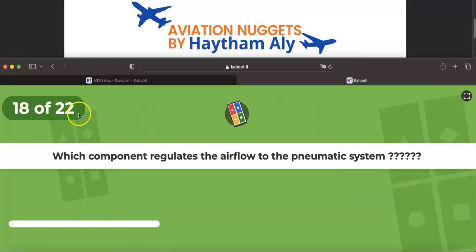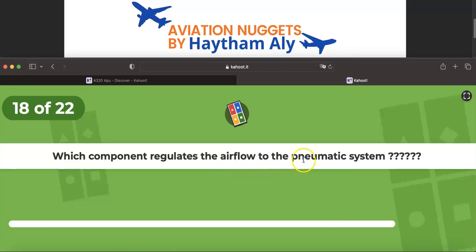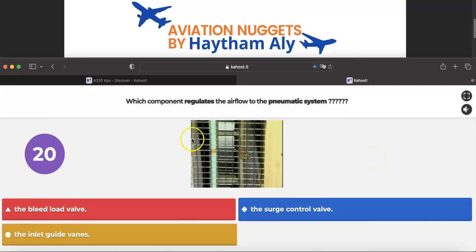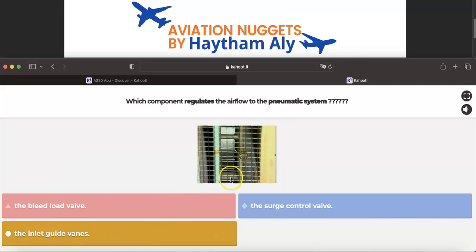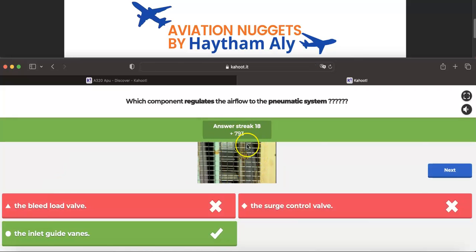Question 18 of 22. Which component regulates the airflow to the pneumatic system? The bleed load valve, the surge control valve, or the inlet guide vane? The right answer is the inlet guide vane. The inlet guide vane is muscle pressure fuel operated and electrically controlled by the ECB, and the inlet guide vane will regulate the airflow to the pneumatic system.